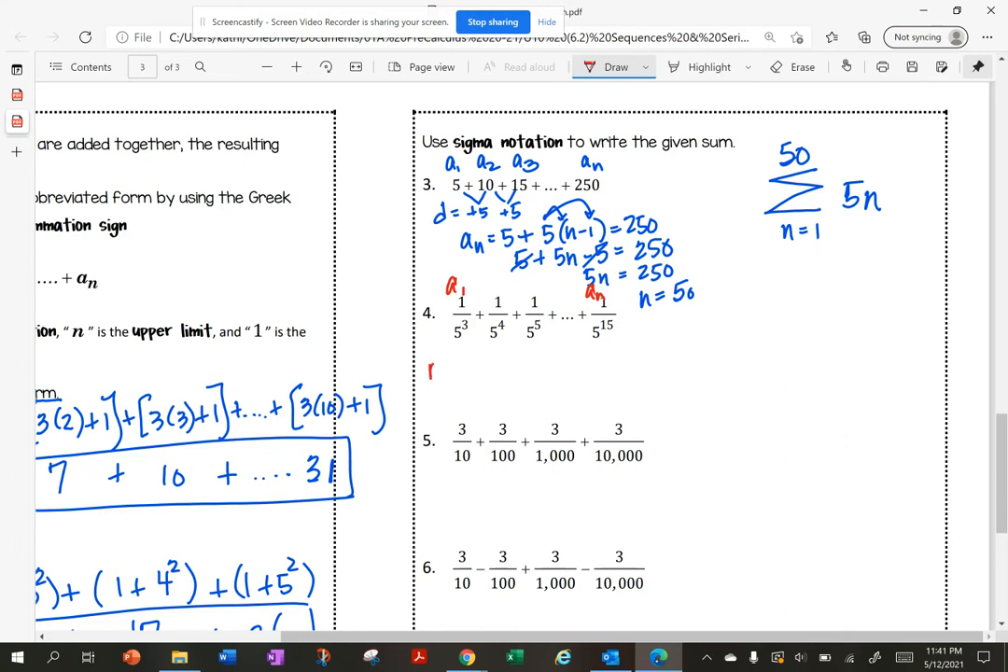All right, so I'm going to pick the second term and divide it by the first term. So r is 1 over 5 to the 4th divided by 1 over 5 cubed. So I'm going to flip and multiply. So this is 1 over 5 to the 4th, and this is going to be 5 cubed over 1. When I simplify, I'm left with 1 over 5. So my common ratio is 1 over 5.